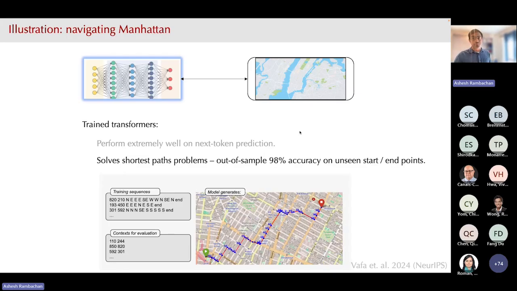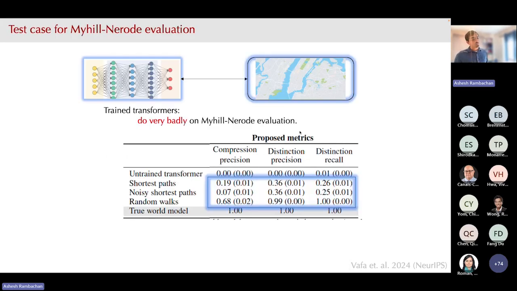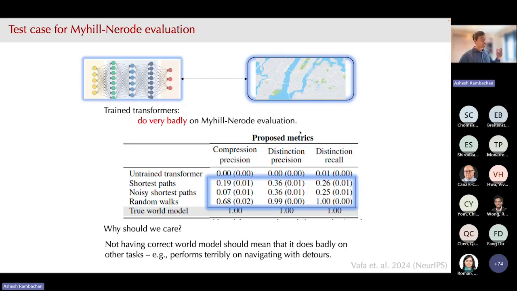But what's surprising is, if you take these evaluation metrics motivated by this identification perspective, these trained transformers actually do quite terribly on the metrics. That's part one. Part two is you can show that this transformer architecture does not have a counterfactual model of the world. If you take the map of New York and insert detours and then ask it to connect from point A to point B, it can no longer solve the shortest path problem.